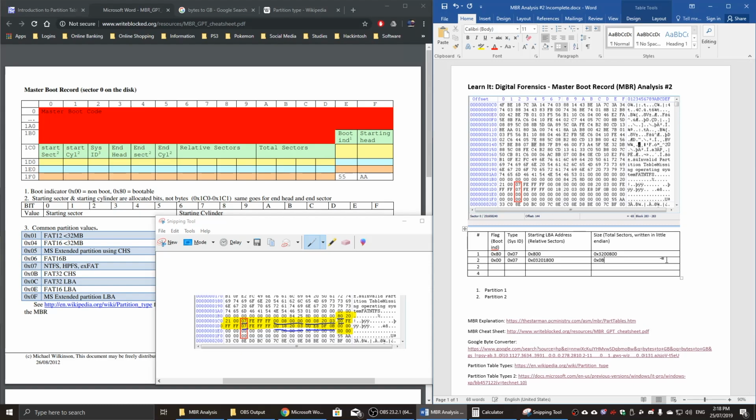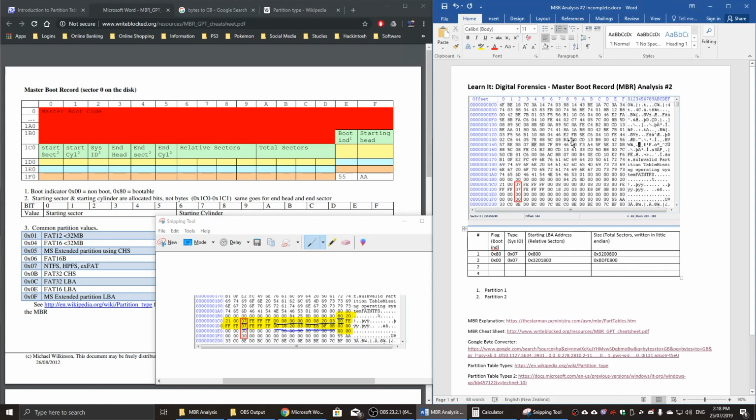0B, DF, E8, 0, 0. Perfect. Now we can remove the starting zeros.